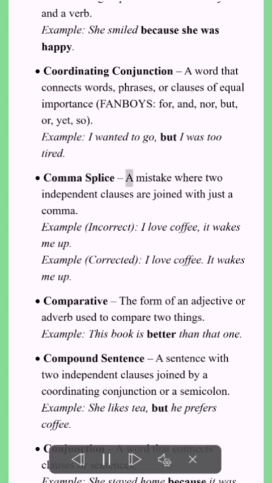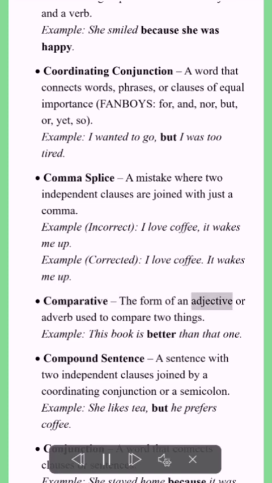Comma splice, a mistake where two independent clauses are joined with just a comma. Example, incorrect: I love coffee, it wakes me up. Example, corrected: I love coffee. It wakes me up.